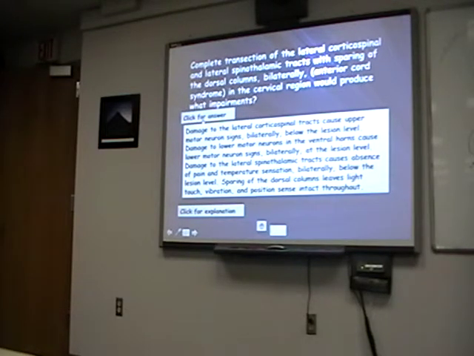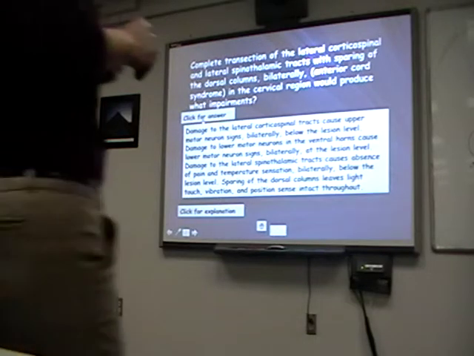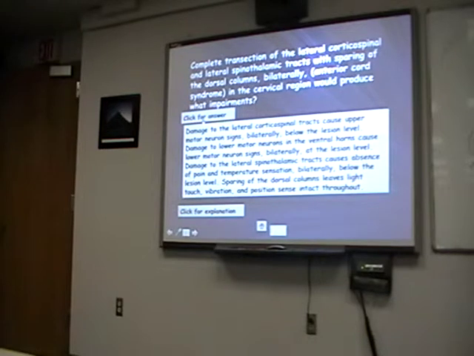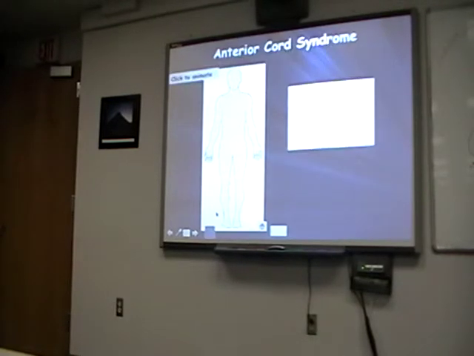Are the ventral cords involved too? Yeah, they're supplied as well. But again, it's going to be hard to detect really the loss of one level of anterior horn cells. So here's our lesion.